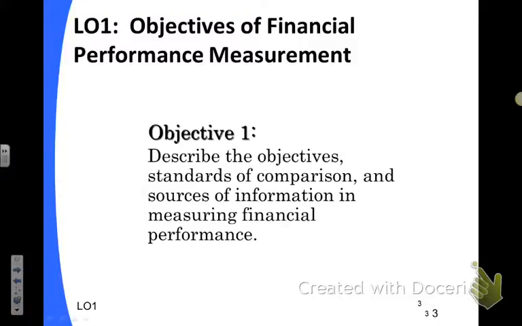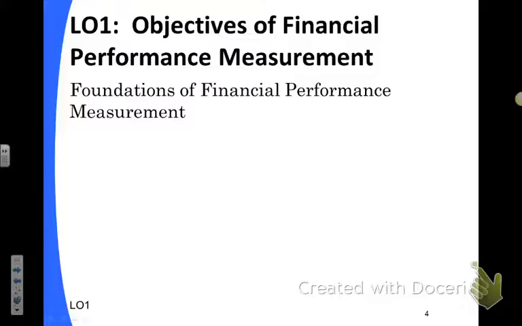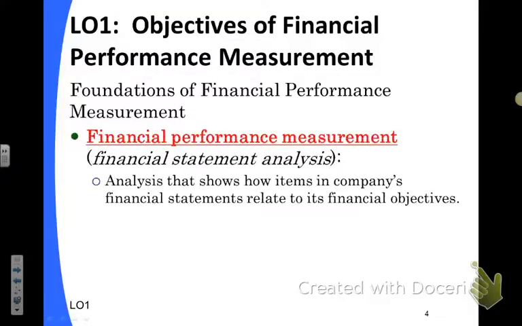So let's first look at objective number 1, to describe the objectives and standards of comparison and sources of information in measuring financial performance. So the foundation of financial performance is financial performance measurement, which is basically financial statement analysis. And in this, what we're going to do is analyze various items in a company's financial statements and relate them together to help us demonstrate whether or not a company has achieved its financial objectives.